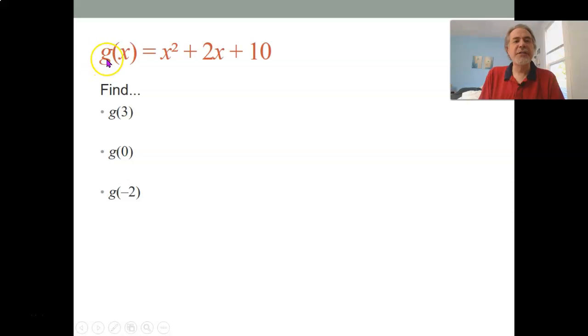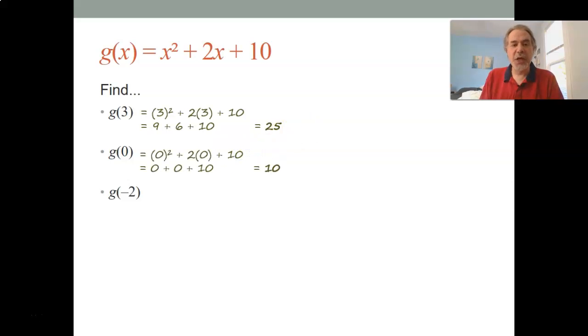Here's a different function. This is g, and it takes whatever number you give it for x and gives you that number squared, that is that number times itself, plus 2 times that number, plus 10. So g of 3 would be 3 squared plus 2 times 3 plus 10, which would be 9 plus 6 plus 10, which equals 25. So g of 3 equals 25. g of 0 would be 0 squared plus 2 times 0 plus 10. And that would be 0 plus 0 plus 10, which would be 10.